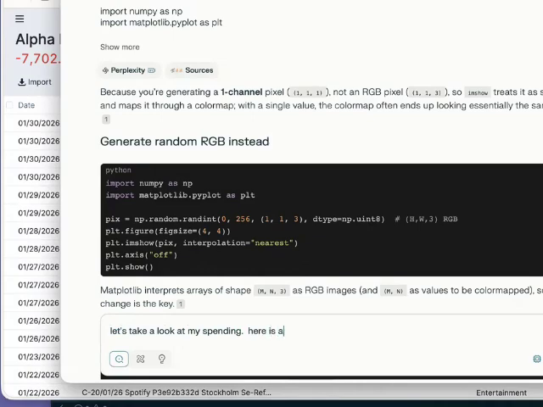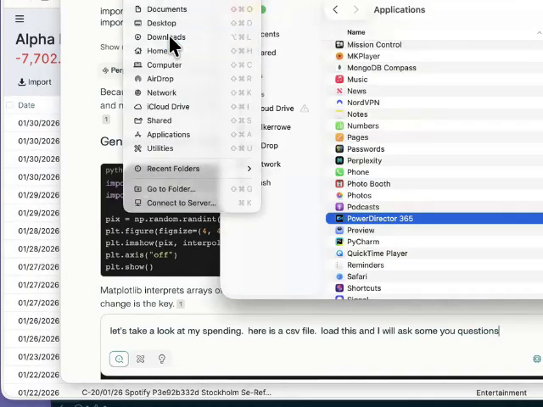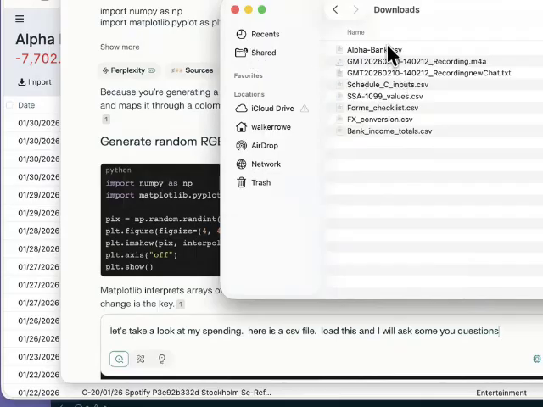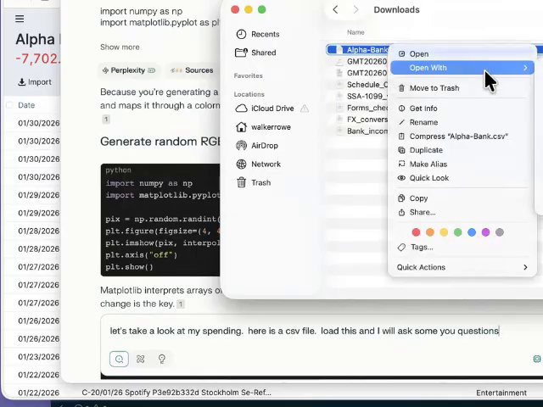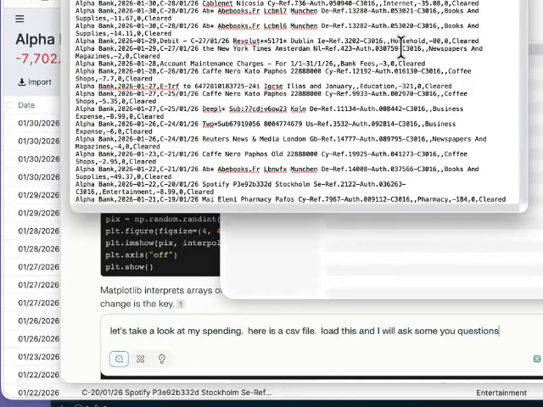So here is a CSV file. Load this, and then I will ask you some questions. Now, what is a CSV file? It's called comma separated values. On my Mac, if I go to the downloads folder, there it is. I could open it with a text editor, TextEdit. See, it's put in a very simple format.